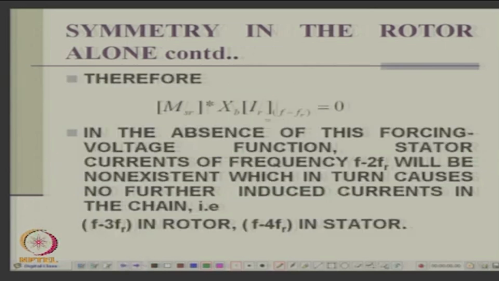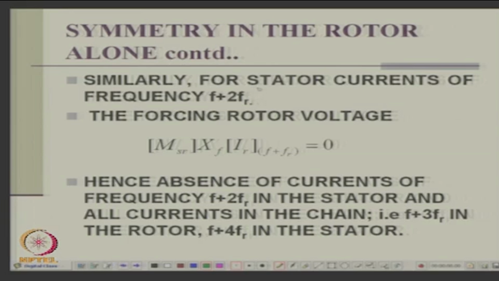Now, MSR conjugate XB IR F minus FR is 0. So, there will be no further induction; F minus 2 FR will not be there, F minus 3 FR will not be there, F minus 4 FR will not be there, because this itself becomes 0. Similarly, for stator currents of F plus 2 FR, this term itself is 0. For frequency F plus FR, the negative sequence, this term MSR XF into IR F minus FR is 0. So, it will not induce F plus 2 FR or F plus 3 FR or F plus 4 FR. So, it will not induce further.